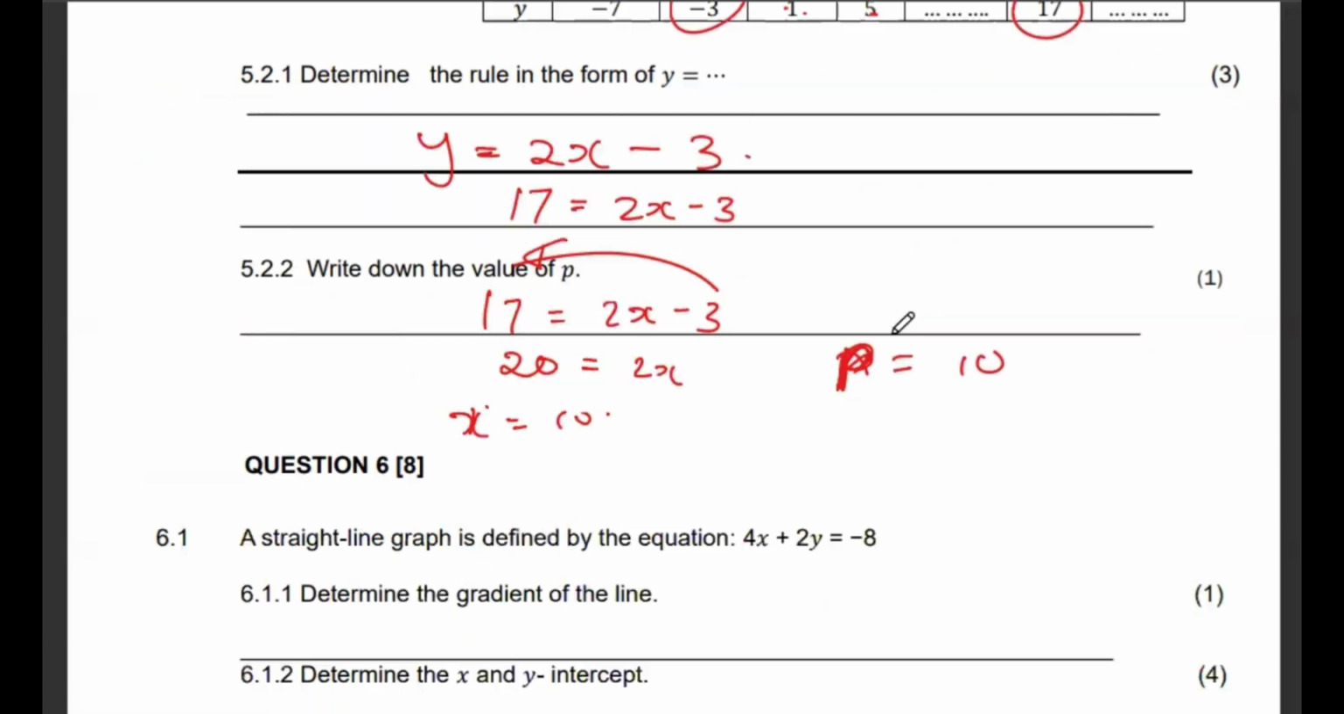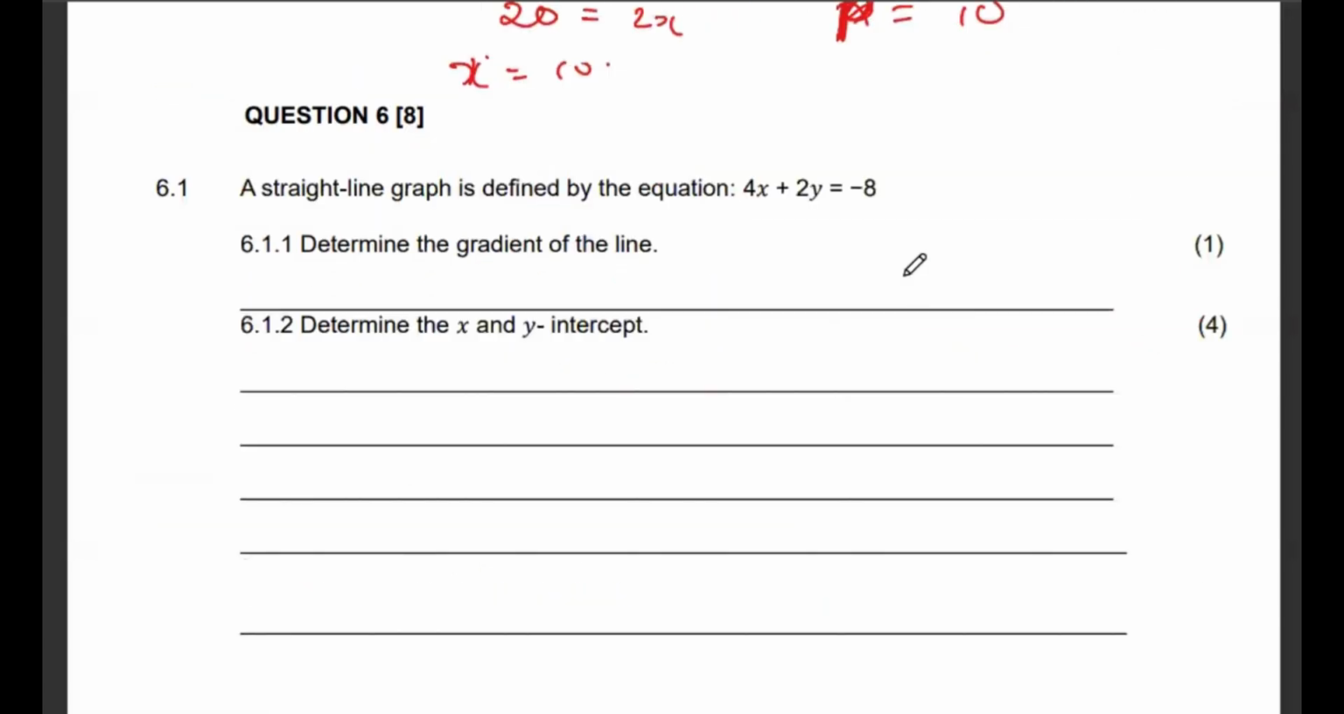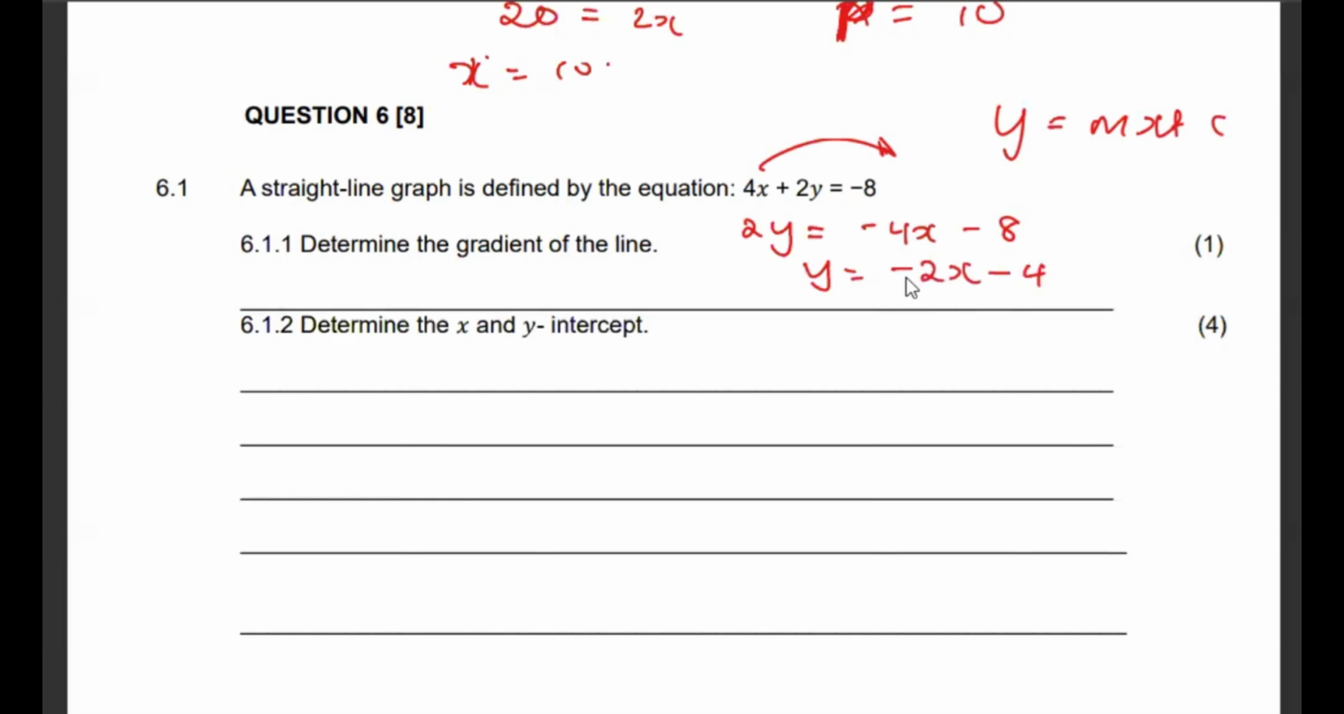And then question 6, a straight line graph is defined by this equation, determine the gradient. So for you to get the gradient, just rewrite this expression in the form of mx plus c, leave y on one side. So move the 4x to that side, meaning that 2y is going to be -4x minus 8. Divide through by 2, so it's going to be y = -2x minus 4. So the gradient is -2.